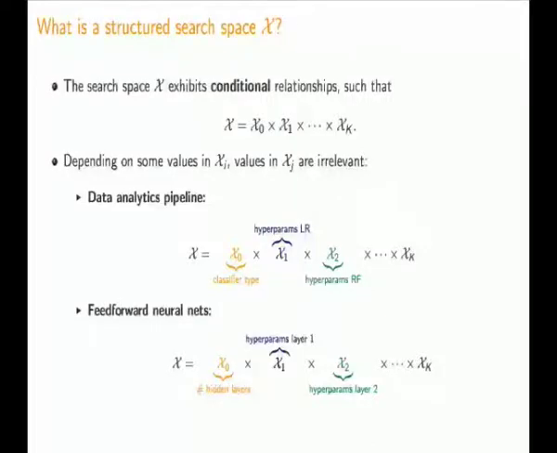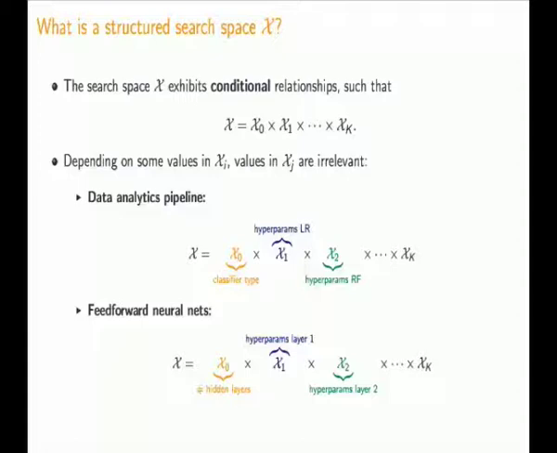So what is a structured search space? Essentially you have a product space with conditional relationships between the hyperparameters in some way or the other. What we assume here is that we know this conditional structure, or at least it's given. Looking at the data analytics pipeline, we can say the first hyperparameter is the classifier type. If you decide on logistic regression, then you have X1, this hyperparameter. If you decide on random forest, you have a whole bunch of other hyperparameters. So here you have this conditional dependency.